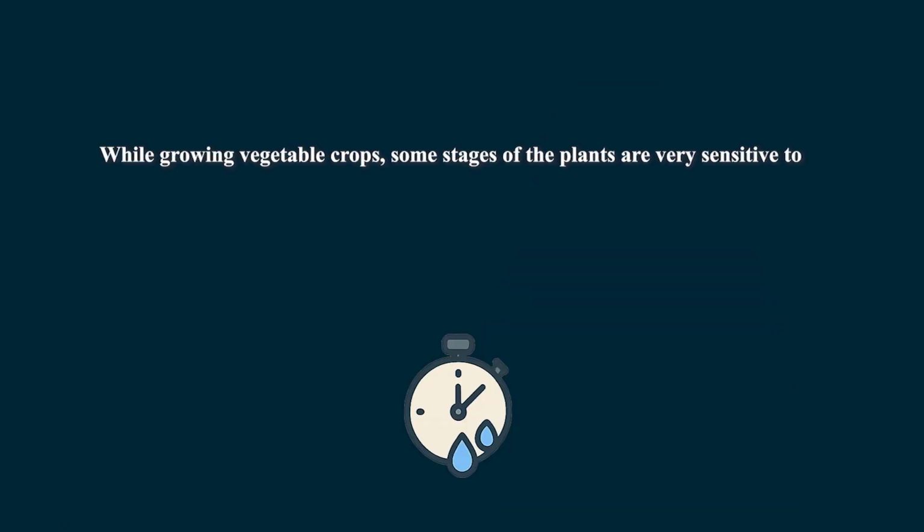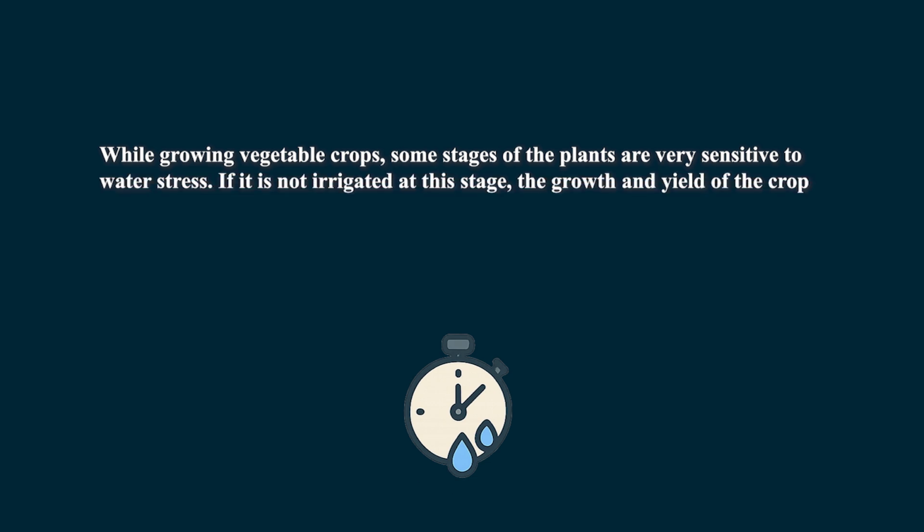Let us now understand the ideal time for irrigation. So viewers, when is the best time to irrigate? It should be kept in mind that while growing vegetable crops, some stages of the plant are very sensitive to water stress. If it is not irrigated at this stage, the growth and yield of the crop can be adversely affected. This is known as the critical stage.